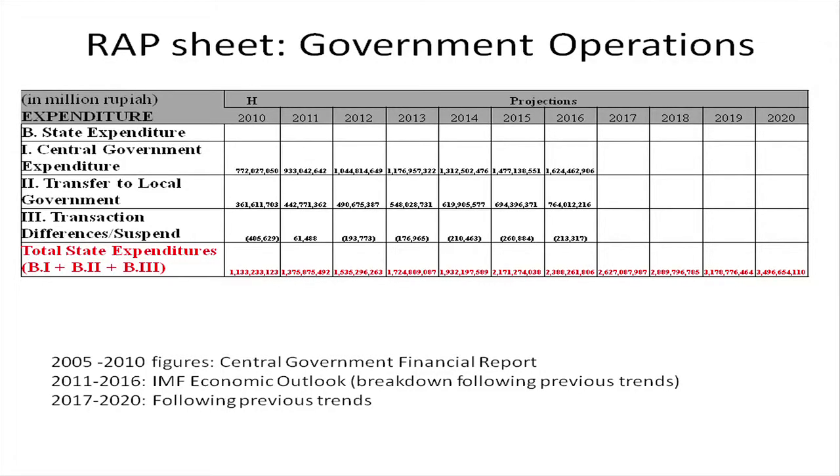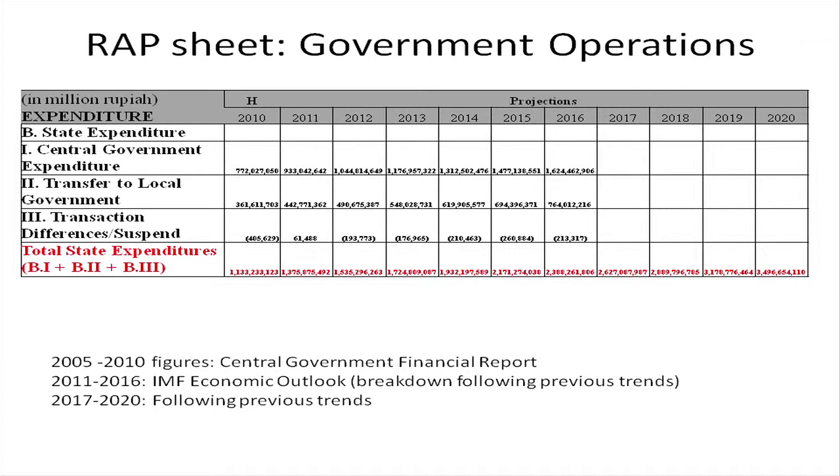The next sheet is government operations. It's also actually much longer than this, because there's not only expenditure but also revenue, and there's detailed breakdowns of the items, but for now we need to see the total state expenditure. Here we have total state expenditure.